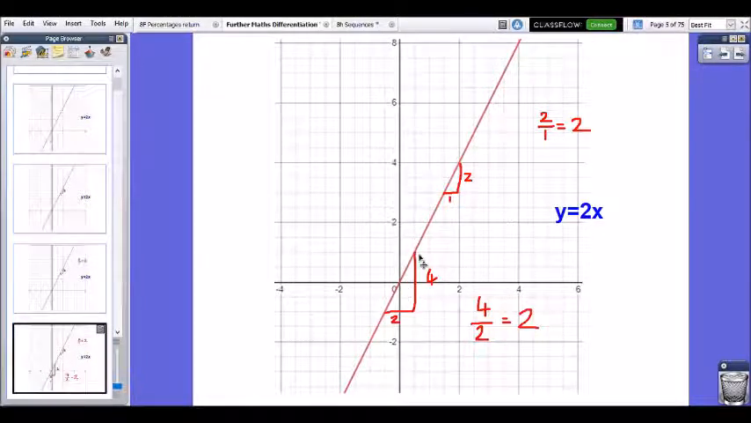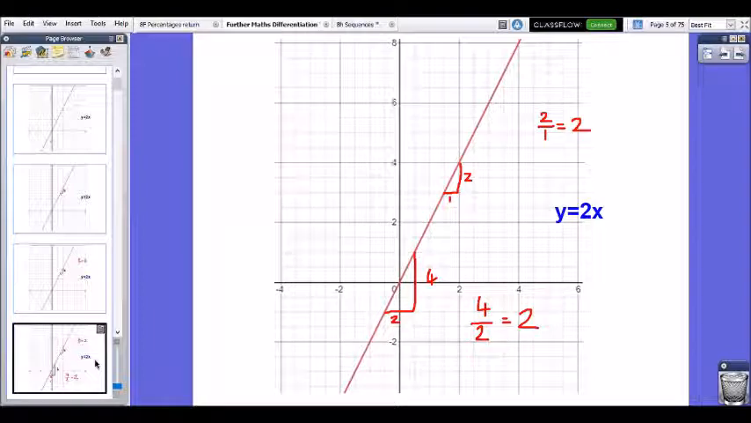So for example, if I chose these 2 points here, even though I've drawn a bigger triangle, it still gives me a gradient of 2, because the change in y divided by change in x is 4 over 2, which gives me 2. And with a linear equation, that gradient is consistent. So no matter where I'm looking on that line, the steepness, the gradient, is always the same. Okay, so that's what we're familiar with.